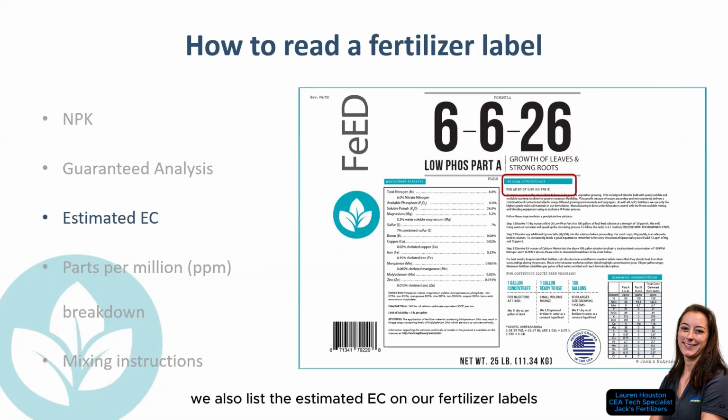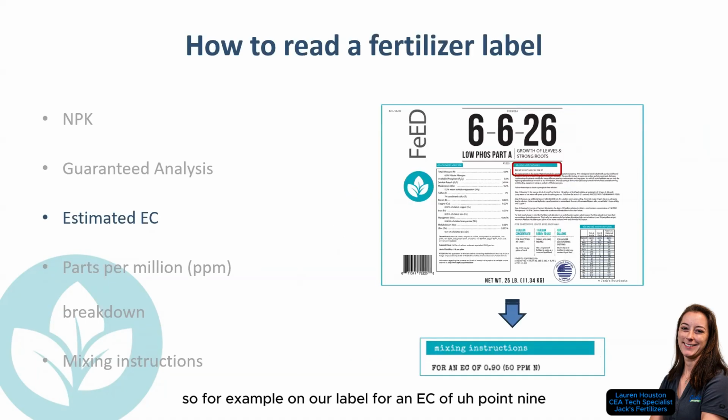We also list the estimated EC on our fertilizer labels. This is going to give you a good idea of the EC you should expect in your solution when you mix at our recommended mixing rate. So for example, on our label for an EC of 0.9, you would be supplying 50 parts per million nitrogen.